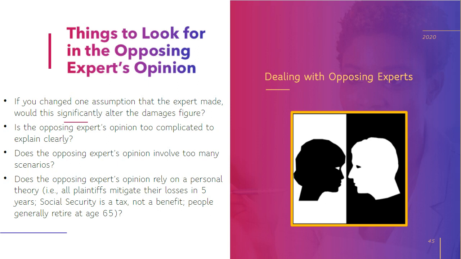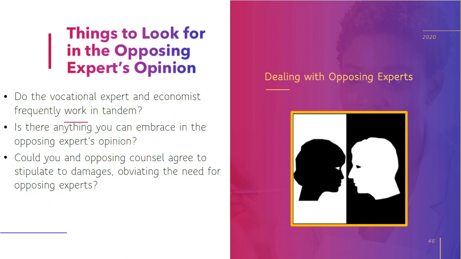Does the opposing expert's opinion rely on a personal theory? They might say, well, everybody mitigates their losses in 5 years, or Social Security is a tax, so I didn't give them employer contributions to Social Security, or I said they were going to retire at age 65 because that's when most people retire. Well, there's no foundation for that. Okay. If you changed one assumption that the expert made, would it significantly alter the damages figure? Ask them to calculate that one assumption.